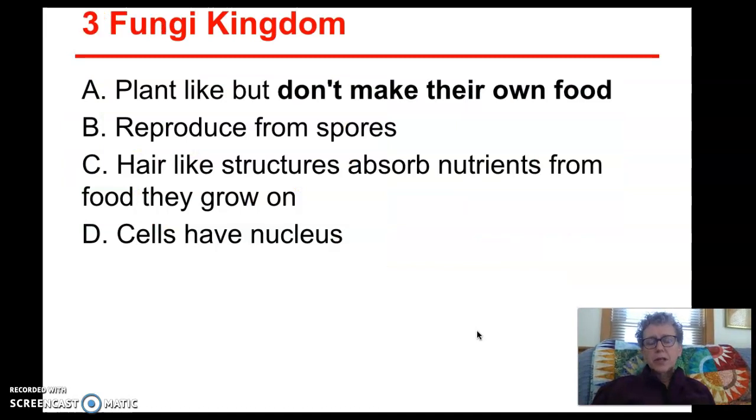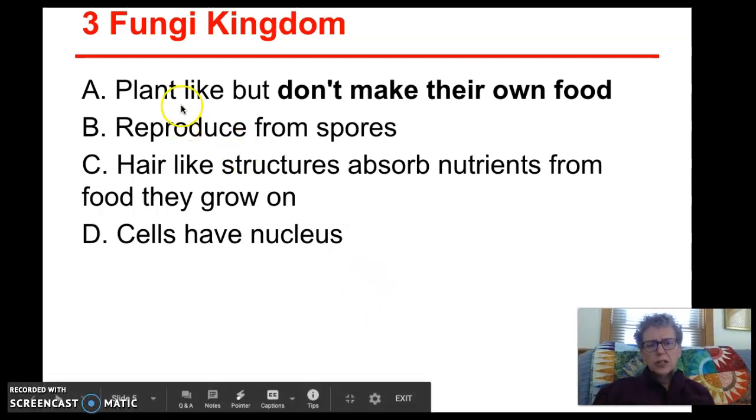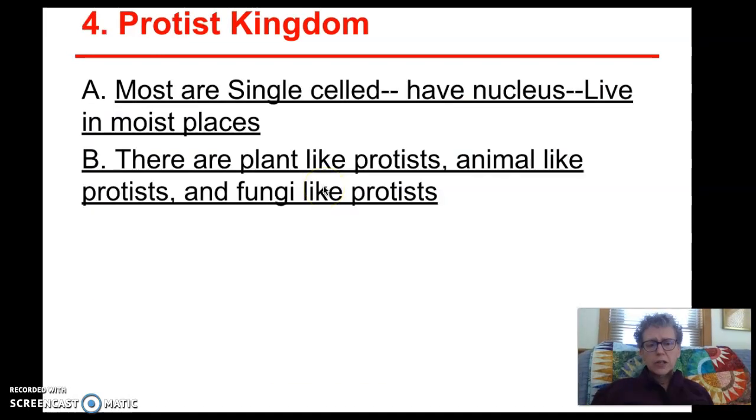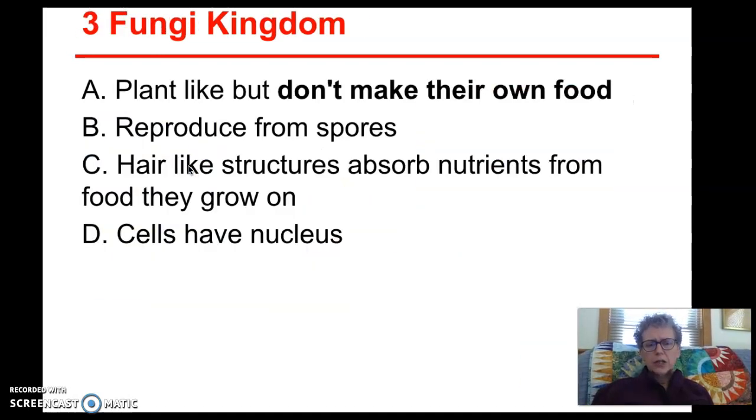The third type of kingdom, so we've got animals and plants, so our third kingdom is the fungi kingdom. And what's important for you to understand is that they're kind of plant-like. They kind of look like plants, but most importantly, guys, they do not make their own food. They reproduce from spores, and they've got these hair-like structures that allow them to absorb nutrients from the food that they're growing on. So when we think of fungi, we think of decomposers, and all the cells in a fungus will have a nucleus.